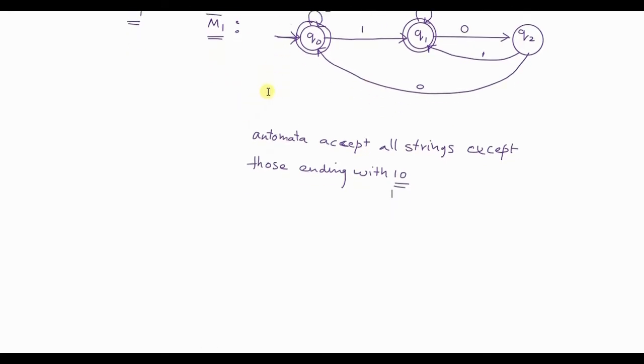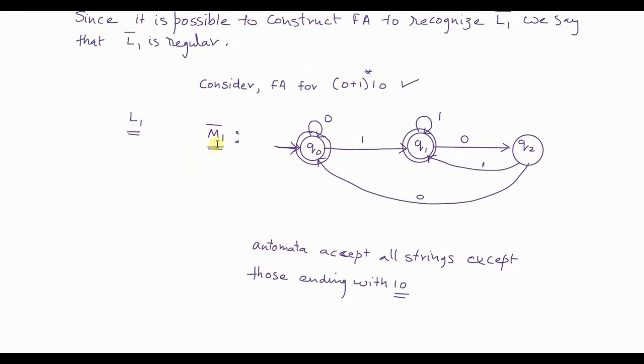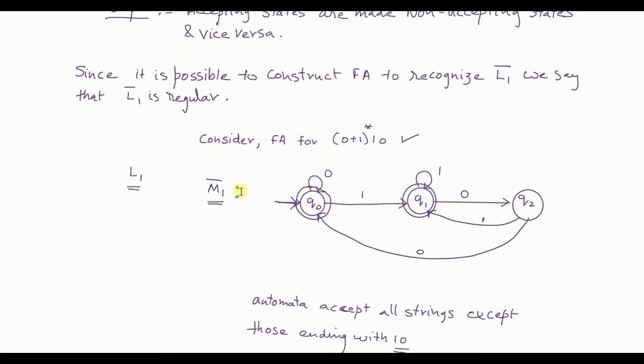Correct? Because see, it will accept all possible strings, all the other strings ending with 0 1, ending with 0 0, ending with 1 1, all the strings will be accepted. See, ending with 0 0 accepted, ending with 1 1 accepted, ending with 0 1 also accepted. But the moment it is 1 0, after 1 you go to 0, this is the final state, earlier final state, now you have made it as a non-final state. So this is a complement of the original automata that was given to us.